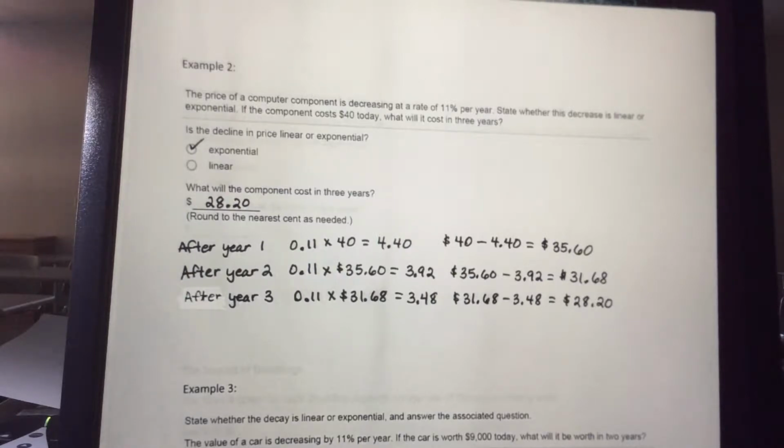So that's how we calculate this. It's a little bit more work on this one than it was with the linear one because it is exponential.